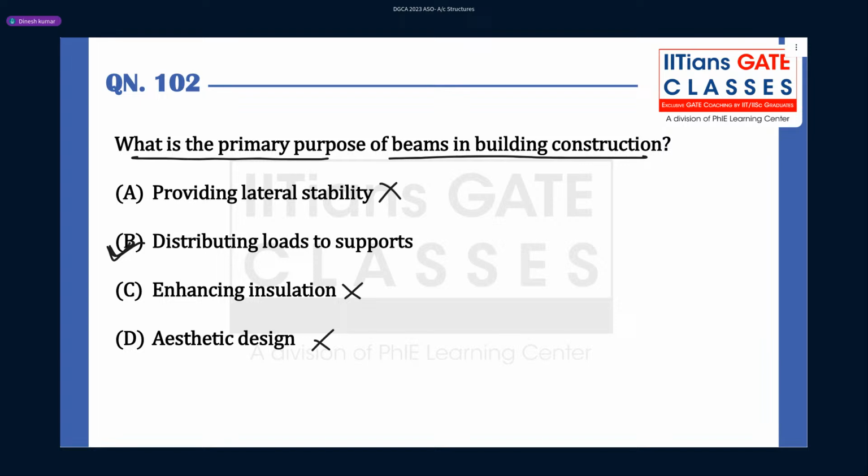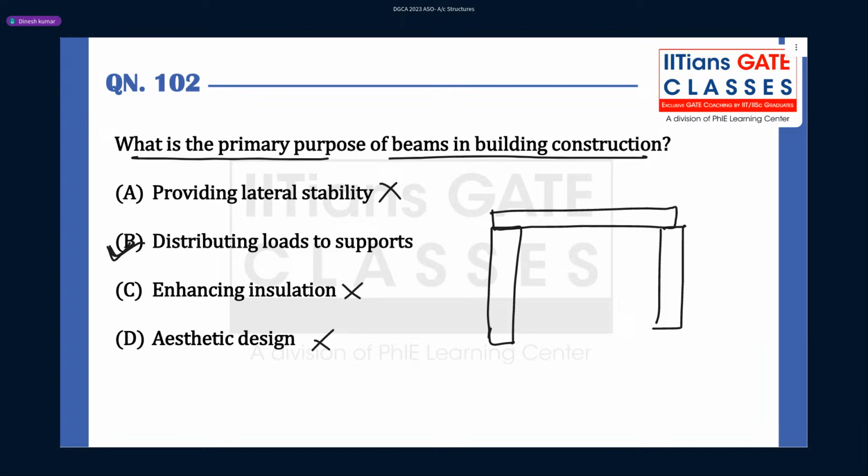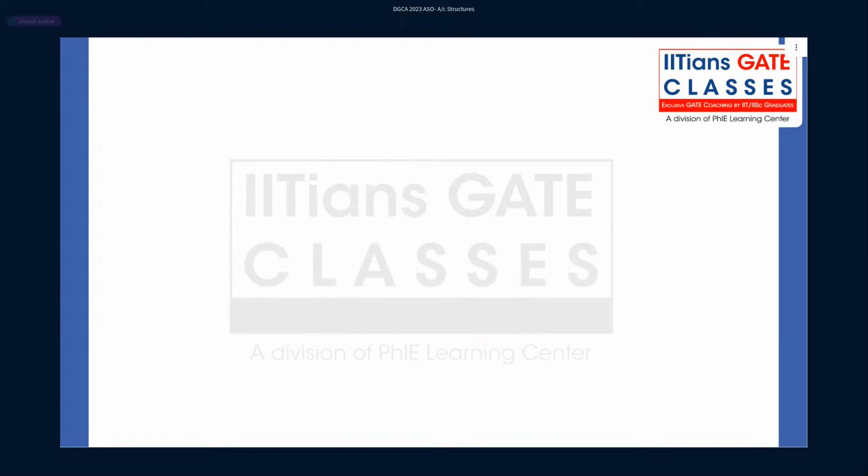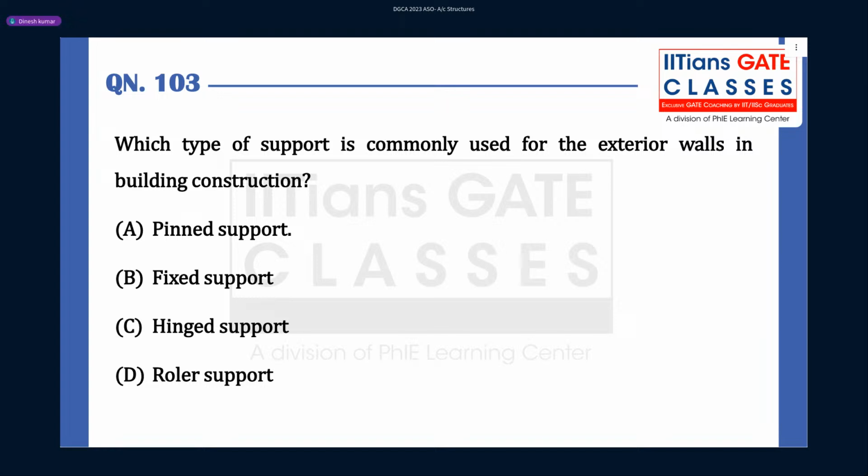And you can see, if you look at one simple structure of a building, this is a beam, and it distributes loads to these supports. So these are supporting columns. Usually columns have structural instability issues, so they provide the lateral stability. Columns provide lateral stability. Yeah, read the next question, what it says.